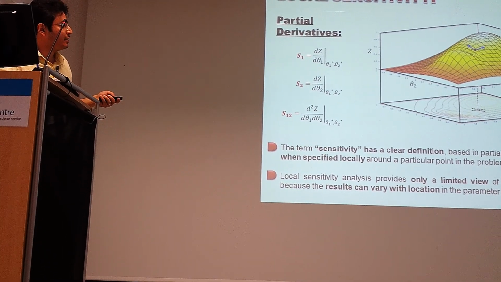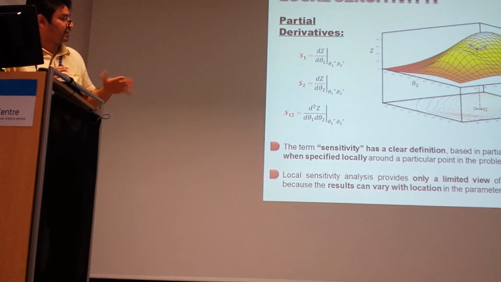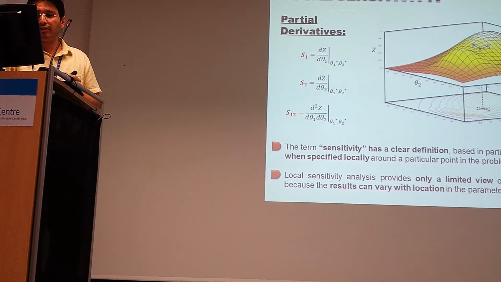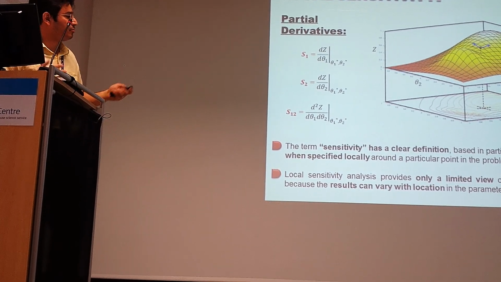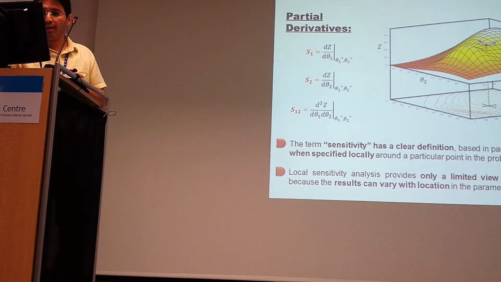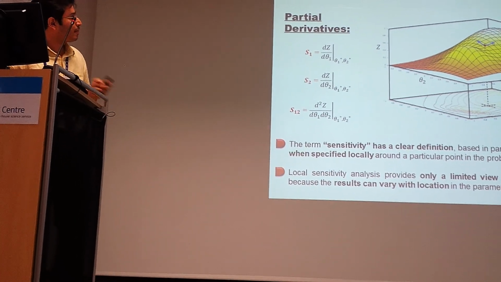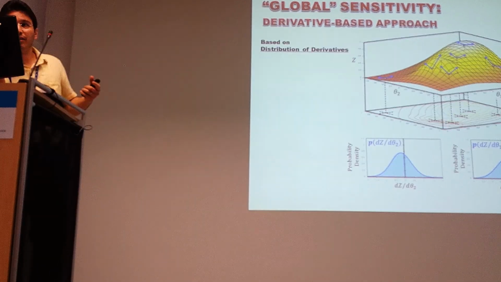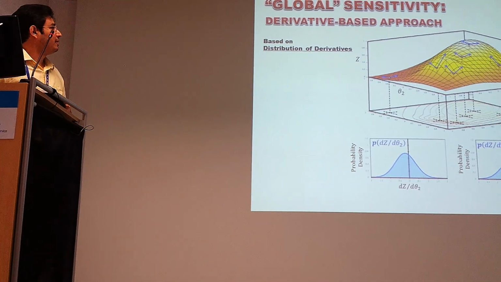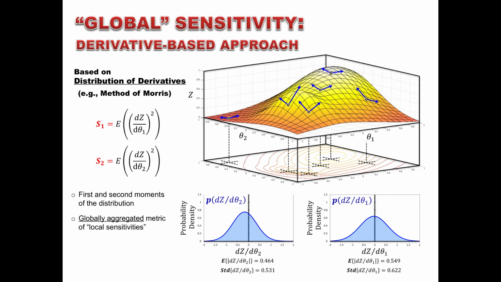So this is good, a clear definition, but the problem is it's conditioned on a nominal point. And of course, if you vary the point across the space, the sensitivity information, the sensitivity assessment might be different. And overall, local sensitivity analysis, this kind of practice provides only a limited view of the sensitivity of the response surface to parameters or inputs. So we frequently need to globalize that kind of approach and derive some metrics or characterize the entire response surface.